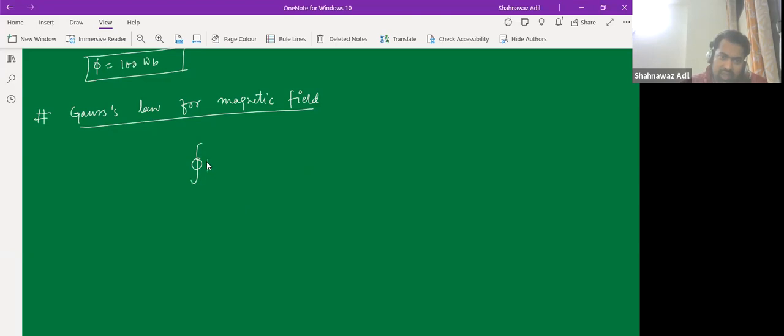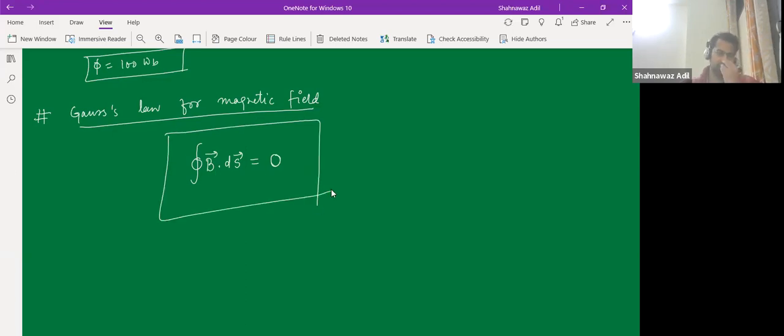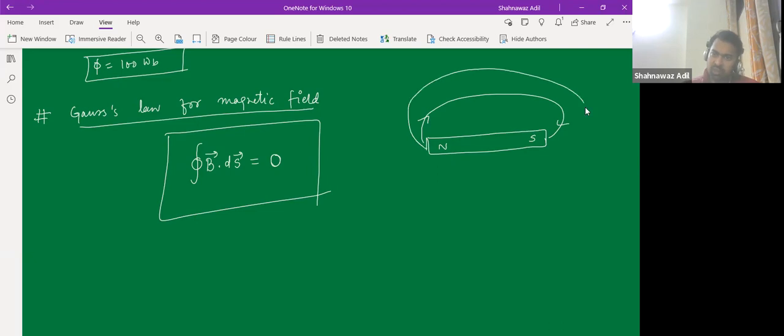It says that when you calculate the number of magnetic field lines passing through a closed surface, that will give you zero. This is the Gauss law for magnetic field. So if you have, let's say, a magnet, with north and south, you already know that the magnetic field lines come out of the North Pole and go into the South Pole, and inside they go from south to north.